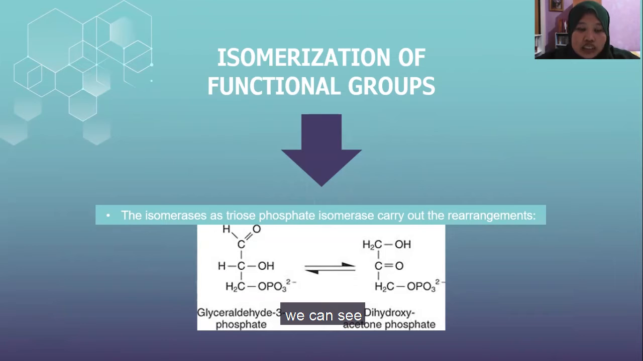You can see the enzyme, which is the isomerases, such as the triose phosphate isomerase, carry out the rearrangements in the glyceraldehyde triphosphate to the hydroxyacetone phosphate.